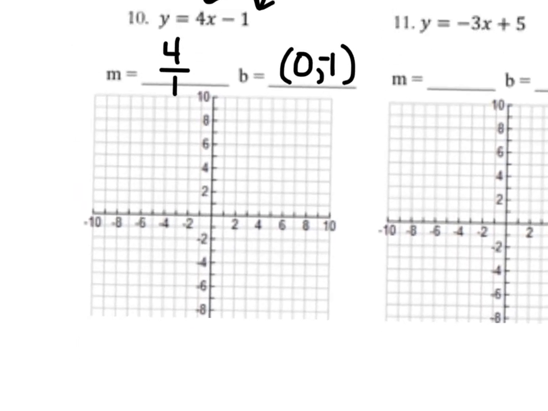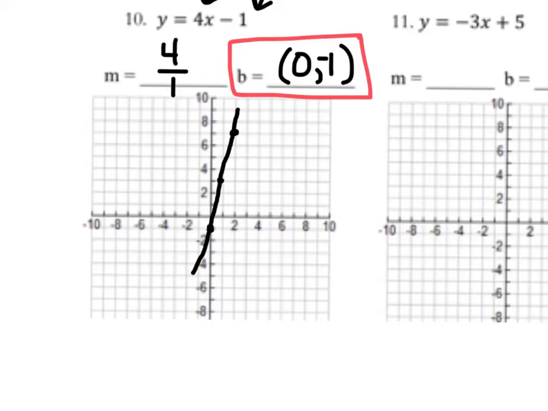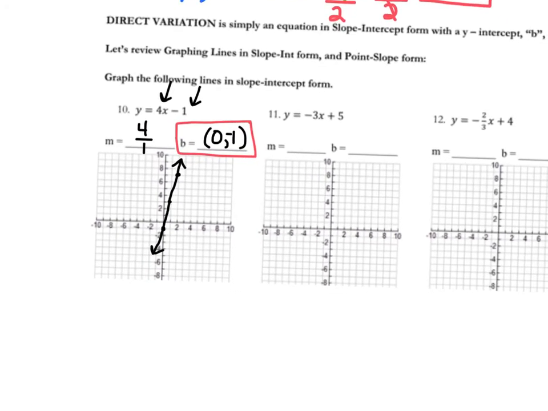All right, so now I'm going to plot my starting point, which is my y-intercept, 0, negative 1, and I'm going to count my slope, up 1, 2, 3, 4, right 1, up 1, 2, 3, 4, right 1. And I graph my line. Hopefully we're getting the hang of it. I will do another example on the next page.